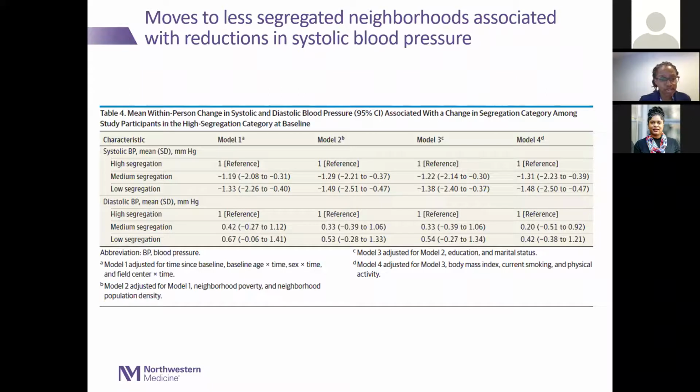And we saw no difference in diastolic blood pressure. And this really persisted with a host of factors that we adjusted for. And you can imagine, people may move to less segregated neighborhoods and back to high segregation neighborhoods, fluctuating back and forth. So as a sensitivity analysis, we also ran this excluding those people who've been moved back and forth. And we saw even larger reductions in systolic blood pressure, around 5 millimeters of mercury for those who moved to low segregation neighborhoods and 3 millimeters of mercury for those who moved to medium segregation neighborhoods.